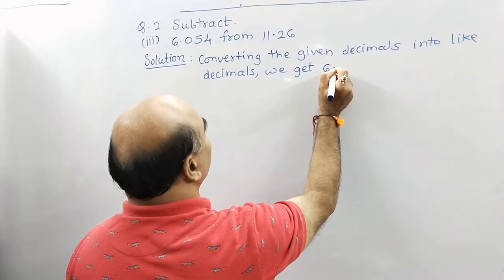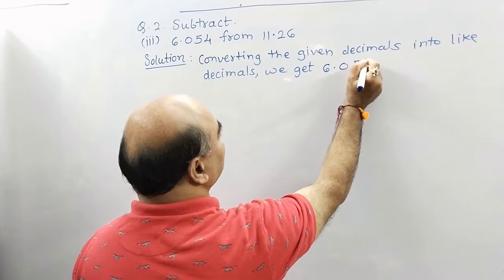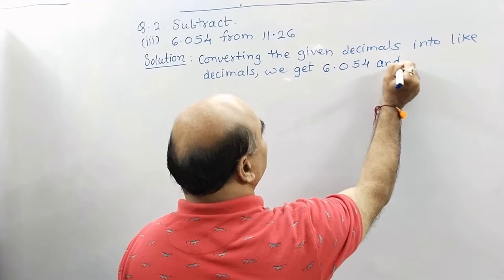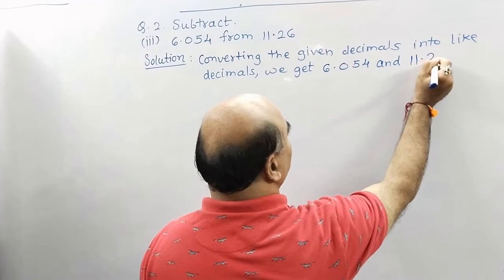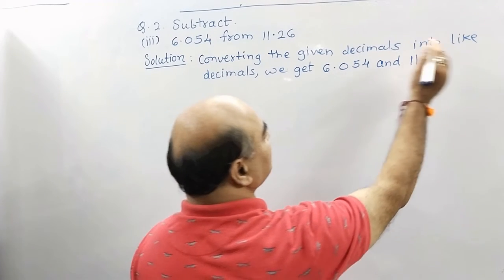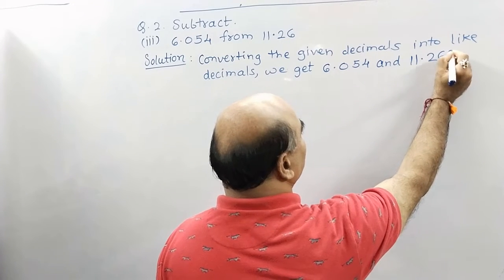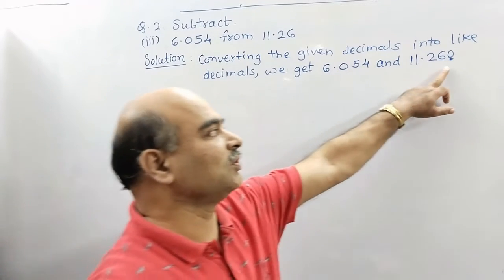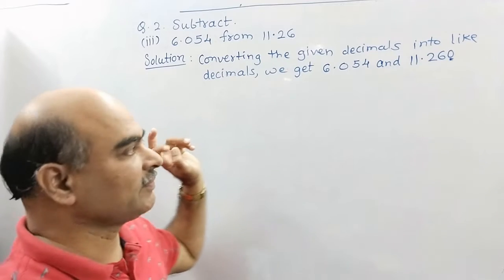The first decimal is 6.054, which means there are three decimal places. In the second, we have only two decimal places. So how can we make them equal? In the second number, we add a 0 to it. So by adding 0, we get like decimals.